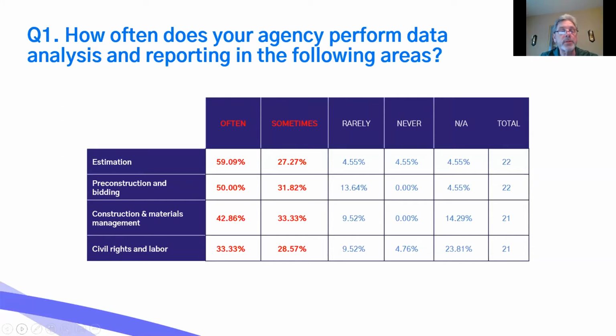Looking at the responses of often and sometimes, we were happy to see these positive returns take place in all 4 agency areas that we identified. The highest percentage was in the estimation area at more than 86%. But even the lowest percentage of positive responses was 61% for civil rights and labor. We believe that this is a great indicator of real interest in using the data within the agency.